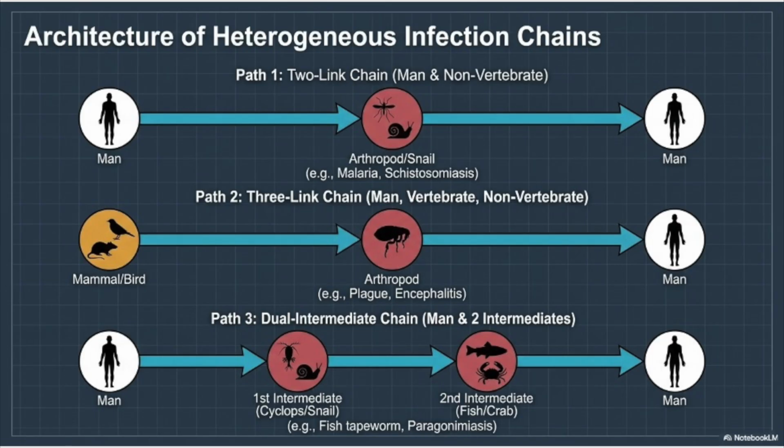Disease transmission may involve different infection chains. Some diseases require only humans and vectors, such as malaria. Others require vertebrate animals, such as plague and Japanese encephalitis. Certain parasitic infections require 2 intermediate hosts before reaching humans. Fish tapeworm and paragonimus infection are good examples.